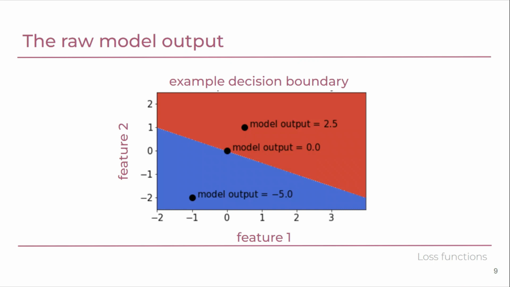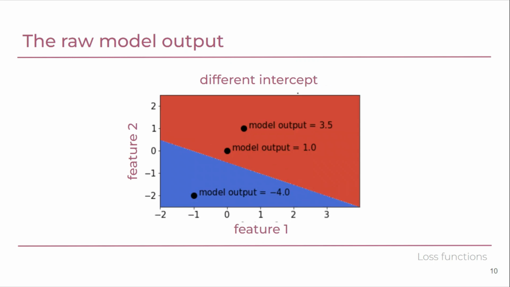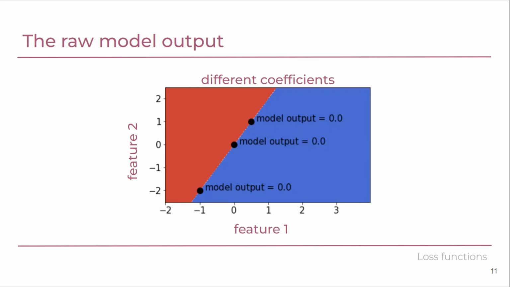Furthermore, the values of the coefficients and intercept determine the boundary. For example, here I changed the intercept of the boundary. The raw model output at the same 3 points has changed because we changed the intercept. The boundary shifted down and left. To change the orientation of the boundary, we can change the coefficients. Here we're looking at different coefficients. This changes the orientation of the decision boundary. In fact, the 3 points we were looking at are now all along the boundary.